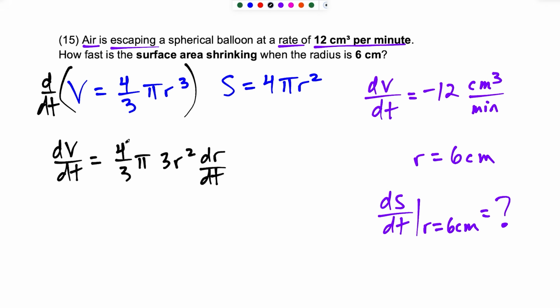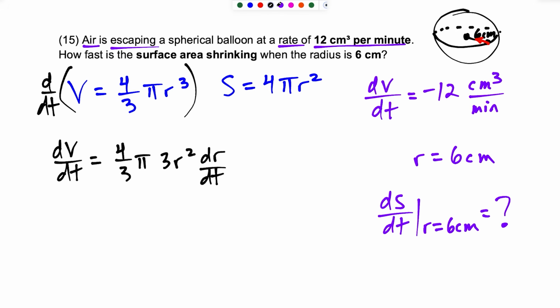So now what we do is we're going to solve for the rate dr/dt. Okay, we need to know how fast is the radius changing. In this question here, if I just draw a balloon off to the side here, we have some balloon and the radius at this moment is 6 centimeters. Okay, so at this moment it's 6 centimeters. And we could see that as the air escapes the balloon, the radius is going to be shrinking and the surface area is going to be shrinking. So the question is how fast?